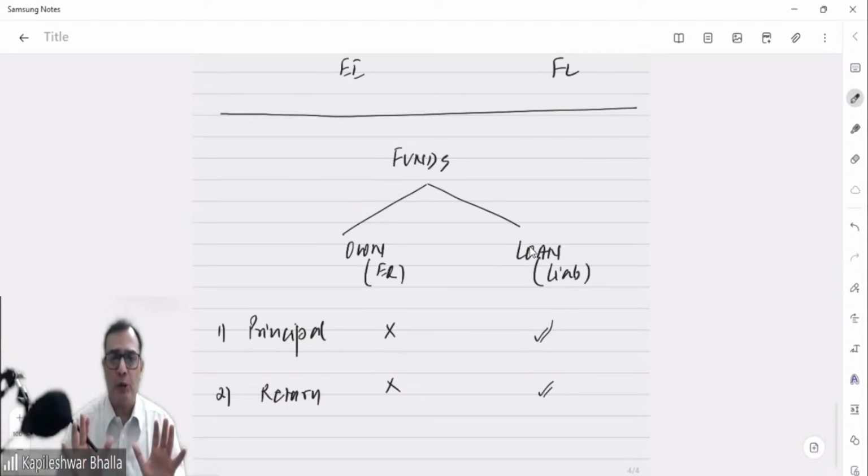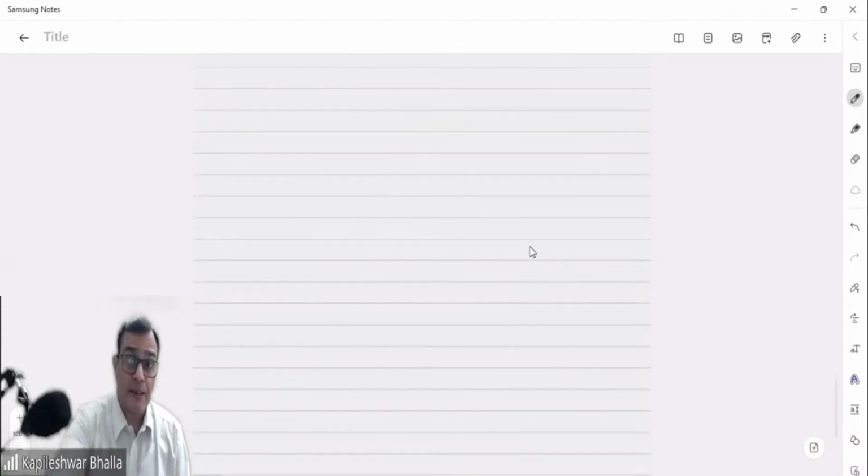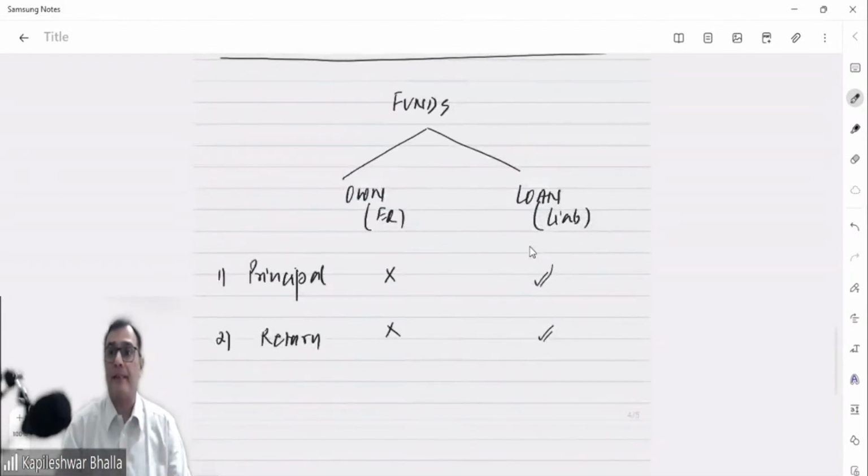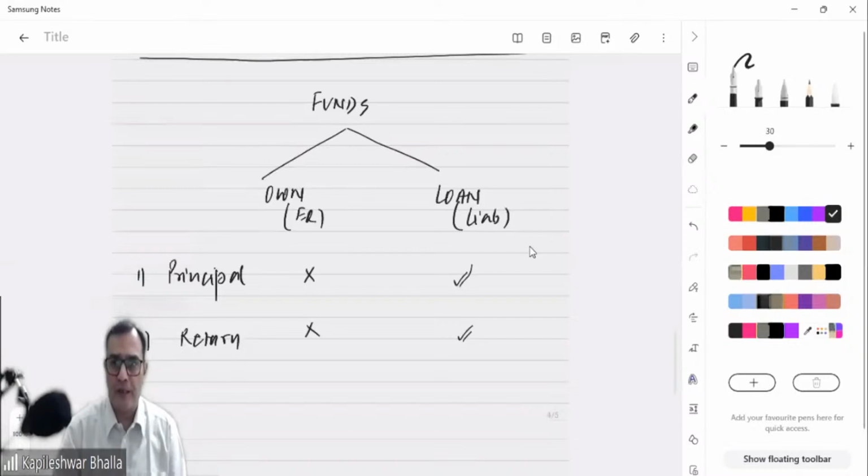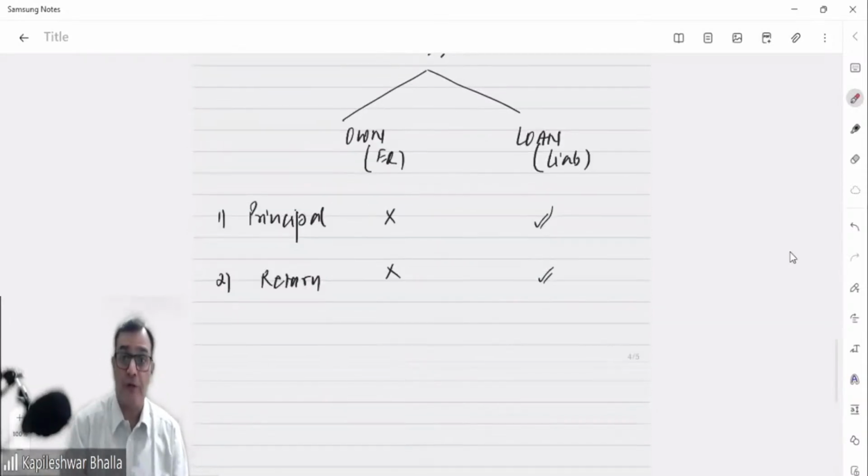A company, an issuer, does not have an obligation to pay the principal. It does not have an obligation to pay any kind of dividends or any kind of returns on that particular instrument, correct? So that is what we learned in school: an own fund indicates the absence of any obligations, and a loan fund is the presence of an obligation to pay the principal and to pay the interest. Now, I want you to look at the same thing from the perception of risk.